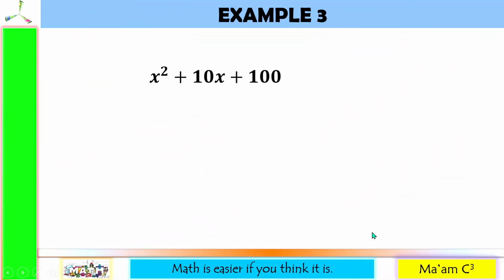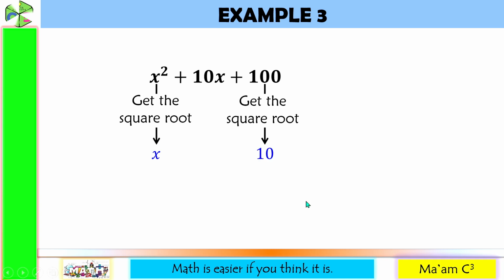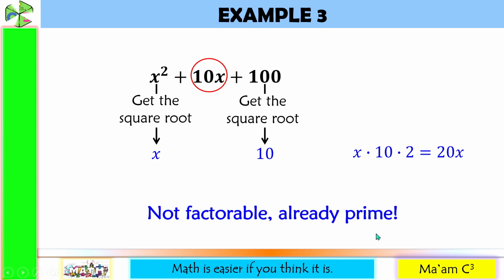Let's have another example. We have here x squared plus 10x plus 100. Let us get the square root of x squared. So this is x. The square root of 100 is 10. Multiply them together and multiply by 2. X times 10 times 2 will give us 20x. And this is not equal to our middle term. Therefore, this is not a perfect square trinomial. It means this is not factorable because the trinomial is already prime.